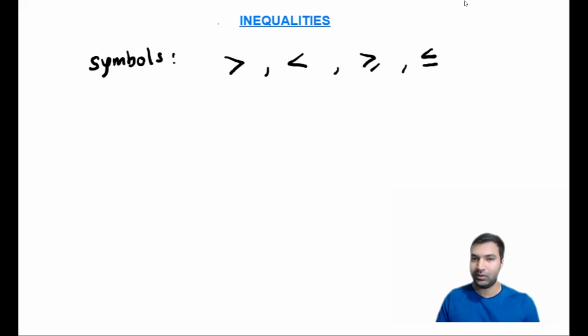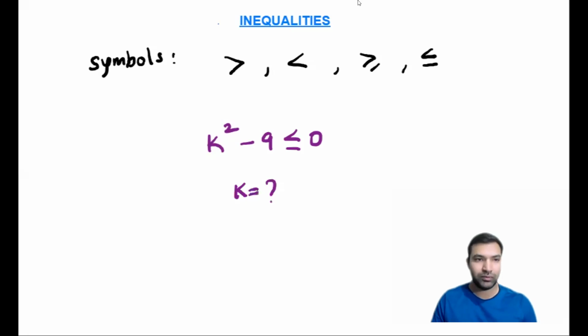So these are the four symbols which we'll be discussing in inequalities, and this is one of the most challenging topics as well. Most of the students struggle with this. Suppose you end up writing k squared minus 9 is less than or equal to 0, then how do you solve for k, isn't it? So this is the fundamental question. So I'll be discussing the concepts of inequality. So stay tuned with this video and watch it till the end.